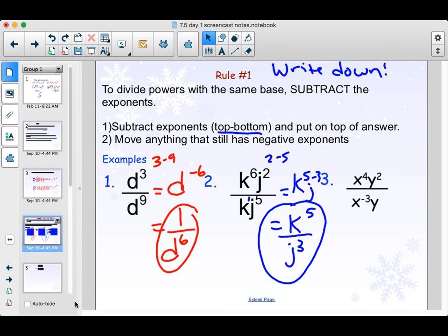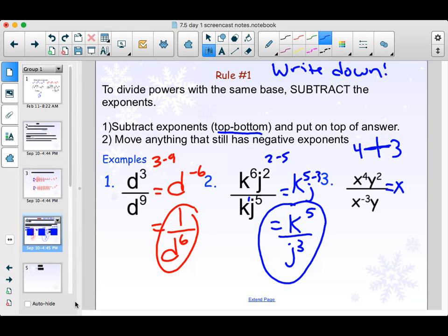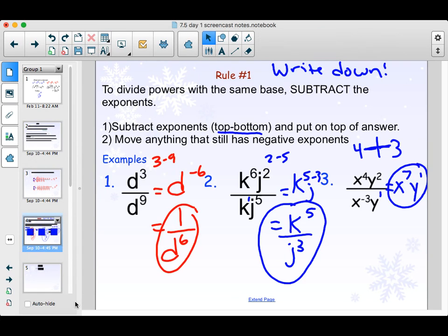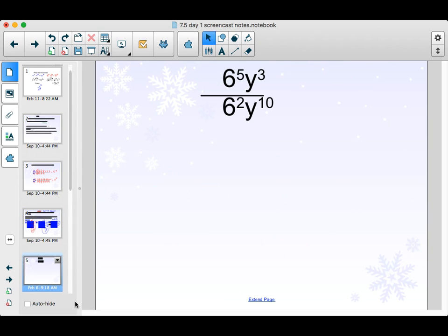My last more simple example, you're going to subtract the top minus bottom for the x's, which is 4 minus, but be careful, it'd be minus negative 3. You guys should know that minus a negative turns into a positive. So you actually get x to the 7th. Y has an invisible 1 here. 2 minus 1 gives you 1. You could write the 1 or not, but there's no negatives, so you are done with that one. So make sure if you're minusing a negative that you end up adding them.